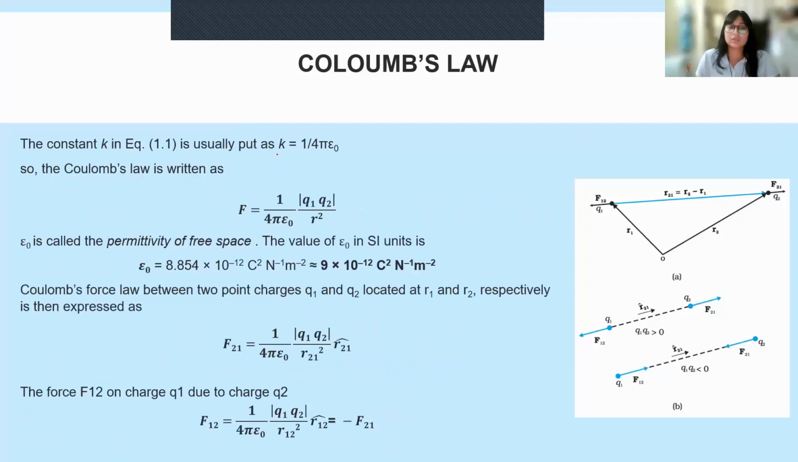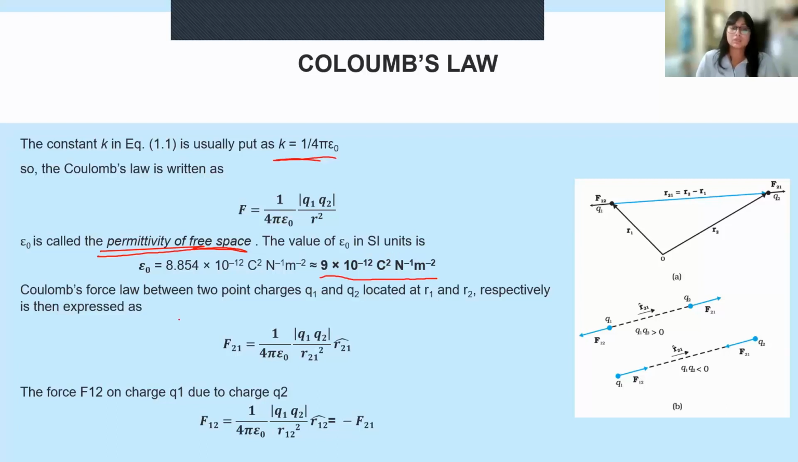So now we know that the K is a constant of proportionality, but it is also defined as 1 by 4 pi epsilon 0. That is why Coulomb's law is then written as F equals 1 by 4 pi epsilon 0 times mod Q1 Q2 upon r square. So what is epsilon 0? It is the permittivity of free space, and in SI units the value is 9 into 10 raised to minus 12.